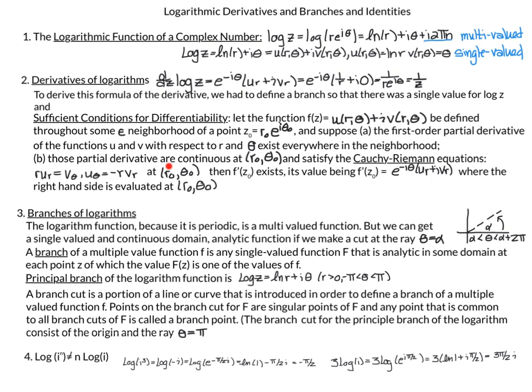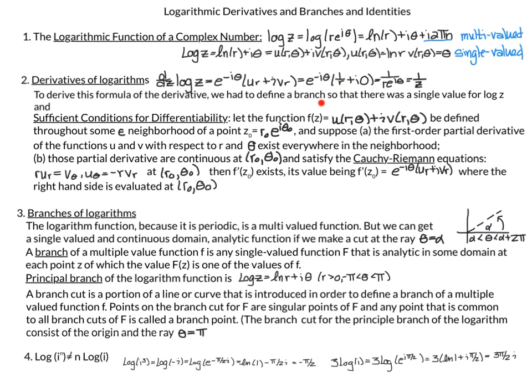If these two conditions are met, then we can find the derivative at z naught, and its value is equal to e to the minus I theta times the partial derivative of u with respect to r plus I partial derivative of v with respect to r. So here is how we derived this formula.